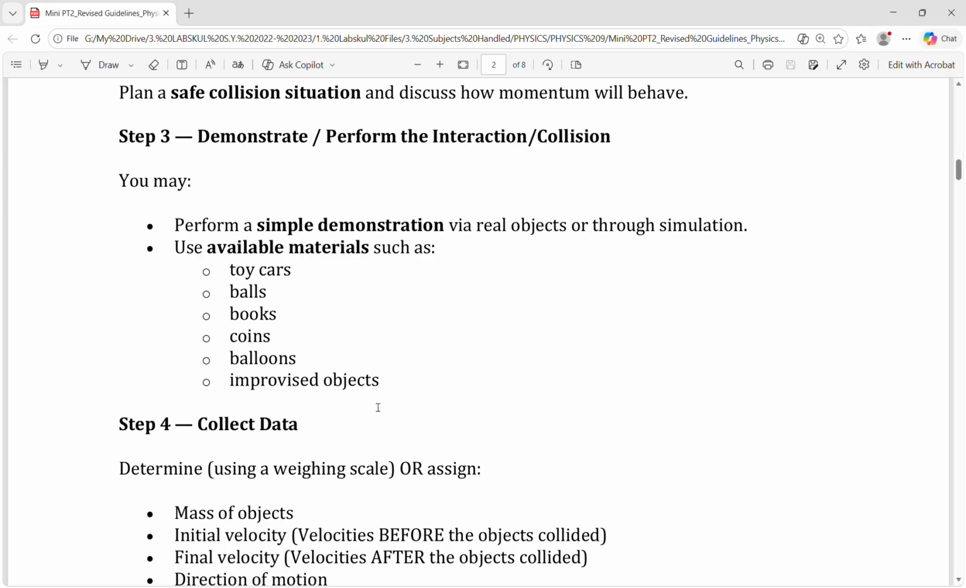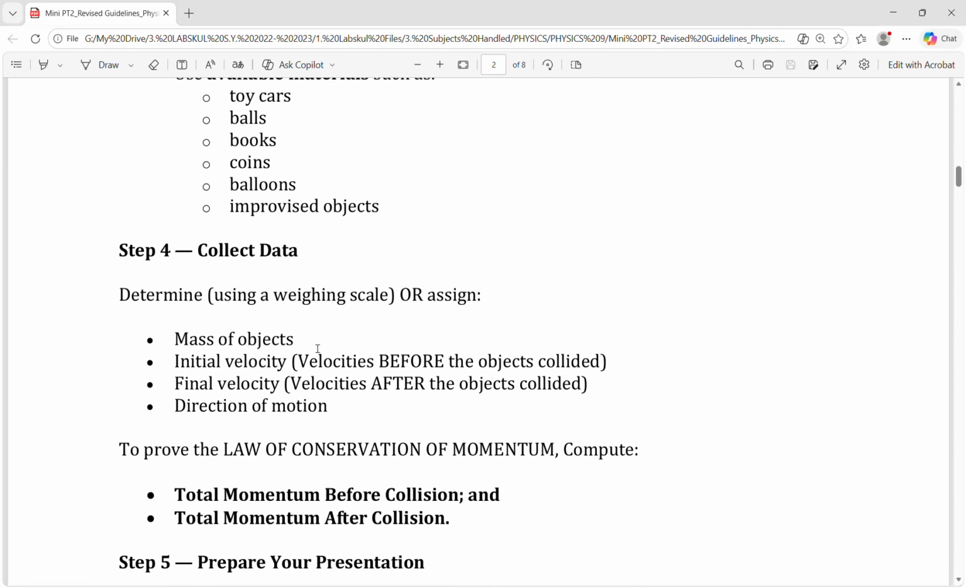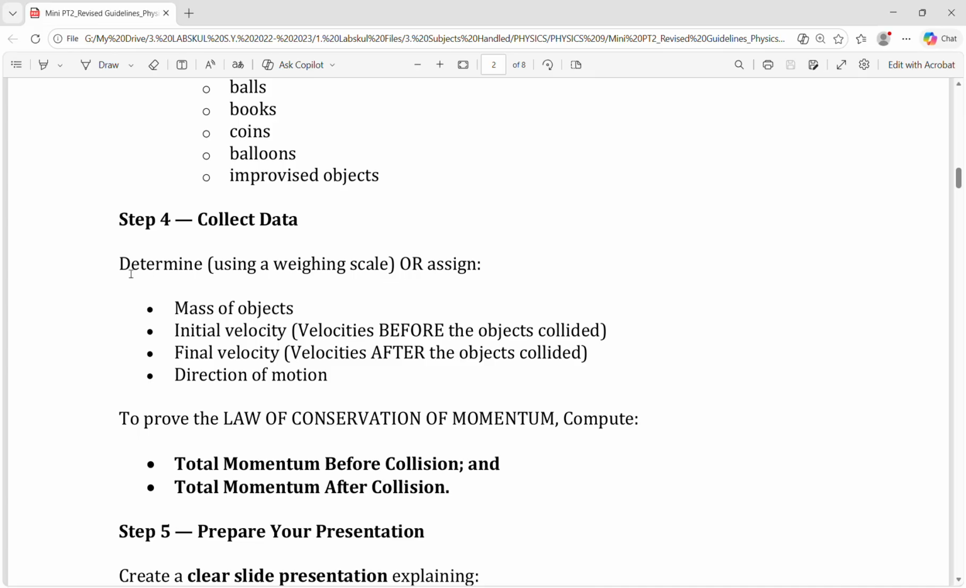Next is step 4, you collect the data now. Either you determine the mass of an object using a weighing scale. Of course, kilogram is our SI unit, if you have a weighing scale at home. For the velocity, which is quite difficult, you could assign the value of the velocity. So for data collection, make sure you have the mass of your objects, the initial velocity or velocities of the objects before they collided, the final velocity or velocity after the objects collided, and if you could include the direction of the motion, to indicate where the motion is going.